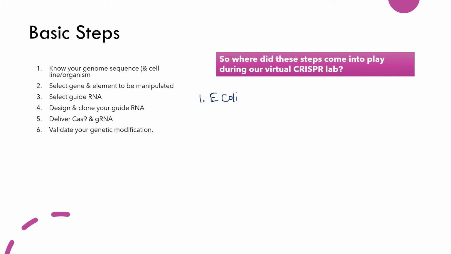Okay, what gene did we decide to target? LAC-Z. And actually a specific piece of LAC-Z that we know we're sure overlapped with the E. coli genome. Okay, so within LAC-Z, we had to select a guide RNA. So what are the criteria for picking a guide RNA? It needs to be 20 nucleotides long.